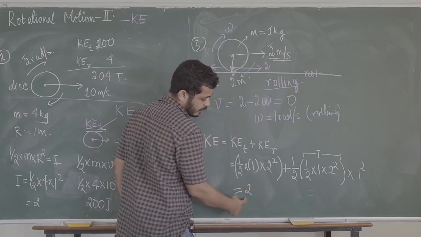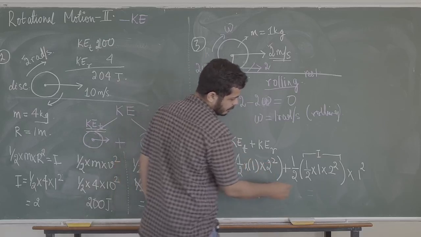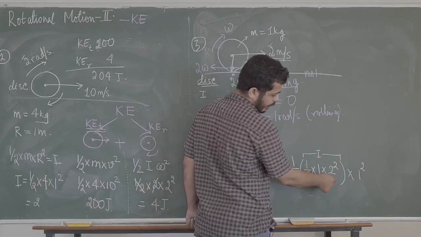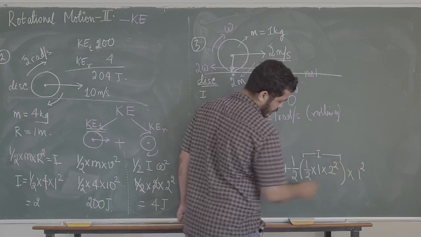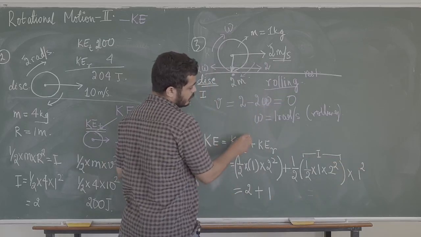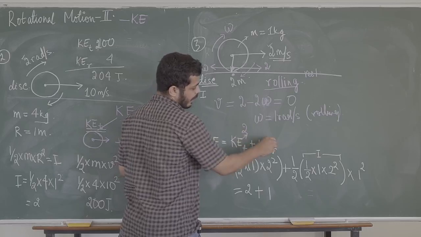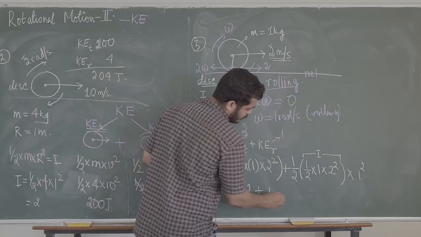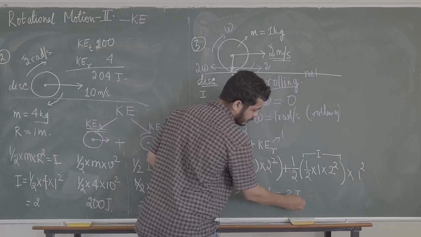Kinetic energy of translation is 2 joules plus, what about here? 1 by 2 into 1 by 2, 1 by 4 into 2 squared. 4, that will all cut. You will just get 1. So in this case, the kinetic energy of translation is 2 joules. The kinetic energy of rotation is 1 joule. So you will get 2 plus 1, which is equal to 3 joules.